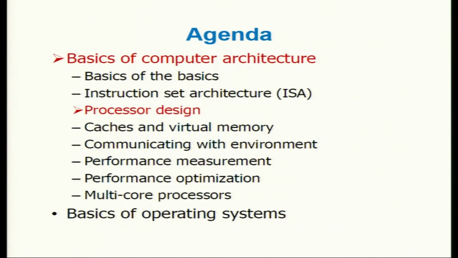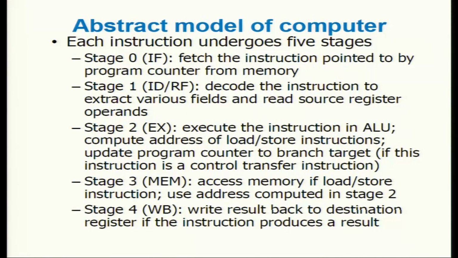So now we'll move on a bit to processor design. We'll start with an abstract model of a computer, and we'll essentially assume that each instruction goes through 5 stages. This is roughly based on what an instruction does. Stage 0 is called instruction fetch, where you fetch the instruction pointed to by the program counter from memory. The program counter is the place where you get the address of the next instruction. Stage 1 is instruction decode and register fetch.